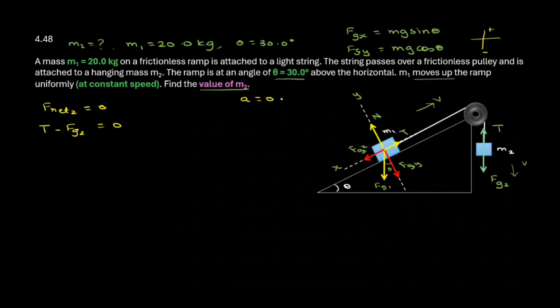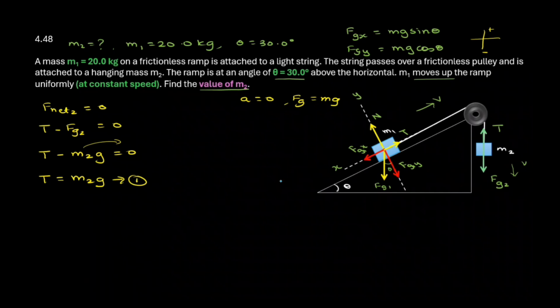We know we can write Fg as mass times acceleration due to gravity. So let's substitute that here. T minus m2g equals 0. m2 because this is for mass 2. Now move m2g to the other side. We get T equals m2g. We will call this equation 1.